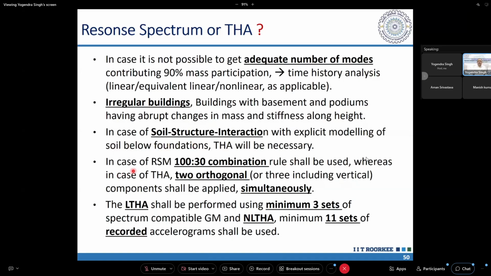And somebody was asking how we do the directional combination. So this 100 into 30 rule we will use to combine the two horizontal or two horizontal and one vertical component. Because we have seen that the ground motion components, when we were observing them, the peak in different directions is not occurring simultaneously. And linear time history, when we are performing, will be performed with minimum 3 sets of ground motions, and nonlinear time history will be performed with minimum 11 ground motions. So a single ground motion is not adequate. That is another important issue.